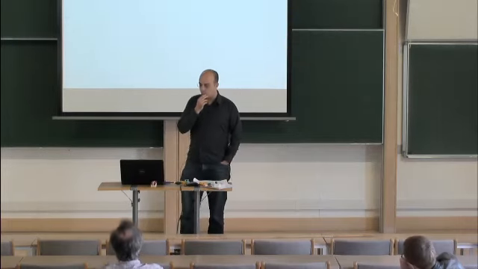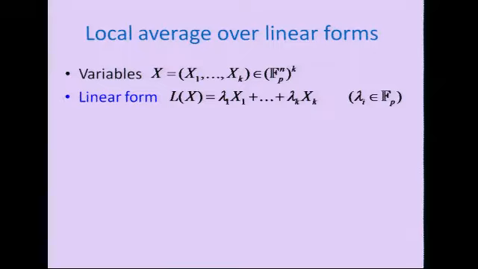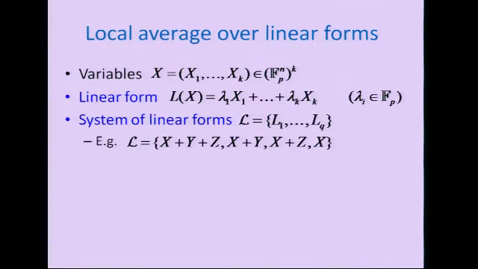So again, let's define this. What are these local averages we want to talk about? We have some set of variables, and a linear form is just some linear combination of them, and then a set of linear forms which defines an average is just some collection of linear forms. For example, the one that we had for the linearity test, we just evaluated the function on x plus y plus z, x plus y, x plus z, and x. So 4 points which have some linear relations between them.